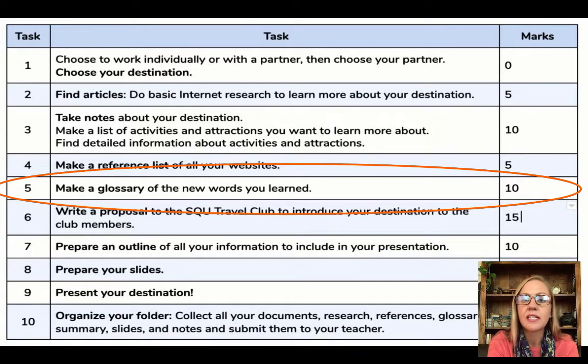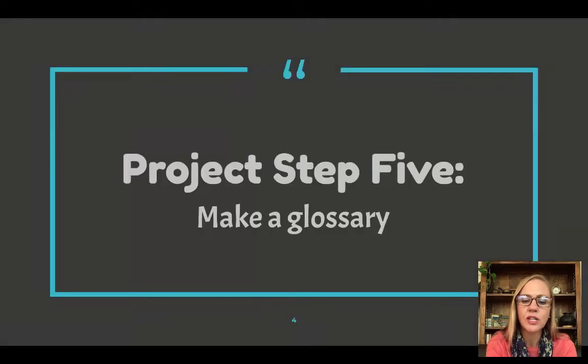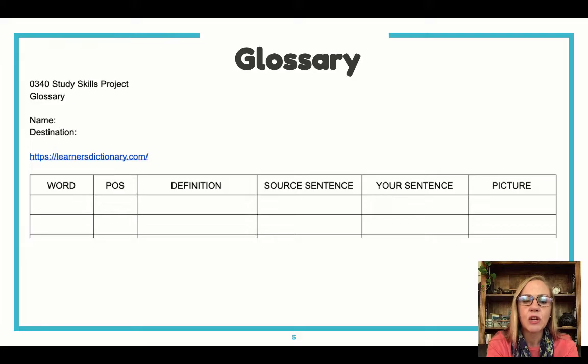The glossary is very similar to what you do in your portfolio, so you just need to do similar work. So project step 5, make a glossary. Here's what your glossary looks like. You have this document on the project map and you can download your template to make your glossary just like the glossary that you see here. You're going to name it and save it and put it in your Google folder, but this is what it looks like when you find it.